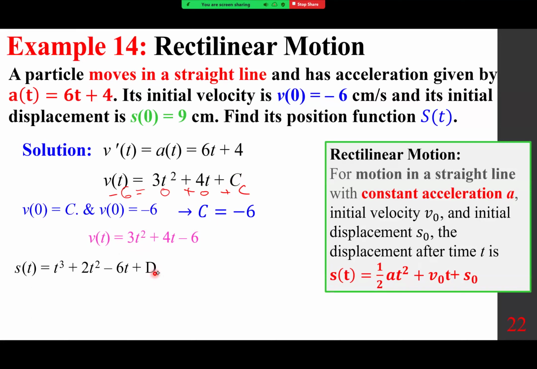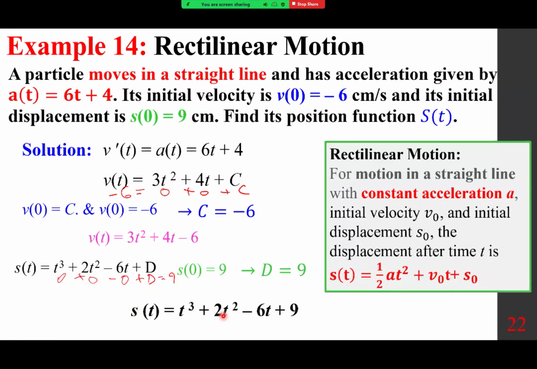And we know s of 0 is 9, that is given. So if I replace the t with 0, I get 0 here, 0 here, 0 here, and I get d, which must be 9, therefore d equals 9. And the general solution becomes a particular solution. S of t is t cubed plus 2t squared minus 6t plus 9 because of this initial value given. This is known as rectilinear motion.